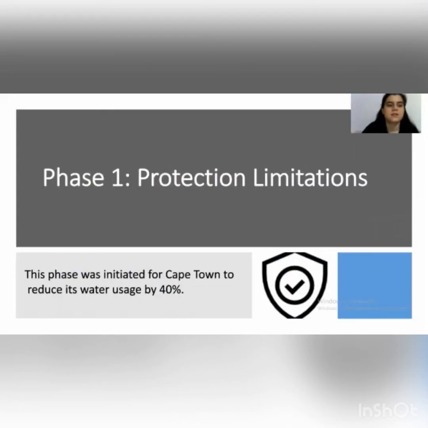Phase 1 is about protection and limitation. This phase was initiated for Cape Town to reduce its water use by 40%. To reduce the amount of water present in the system, it was emphasized that managing water pressure and reducing water need will continue.